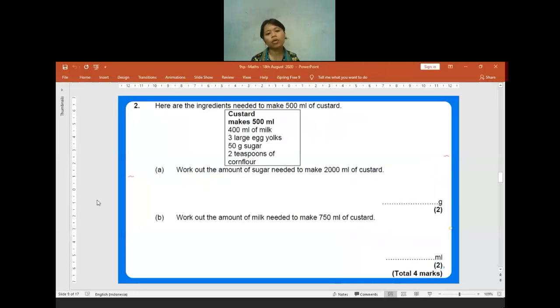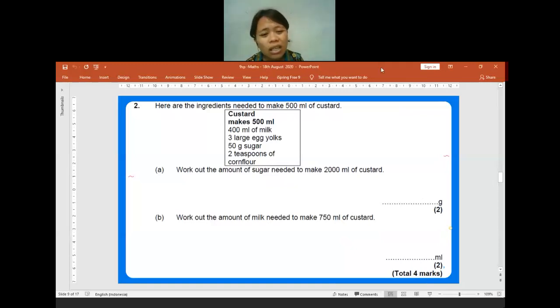So here we are going to make 500 milliliters of this food, and now what will happen if we are going to make 2000 milliliters of custard, I don't know how to pronounce it. How much sugar do we need? The question only asks, sorry, how many?